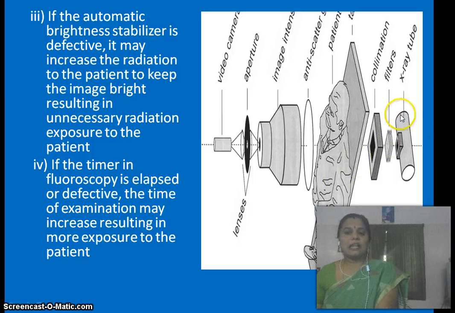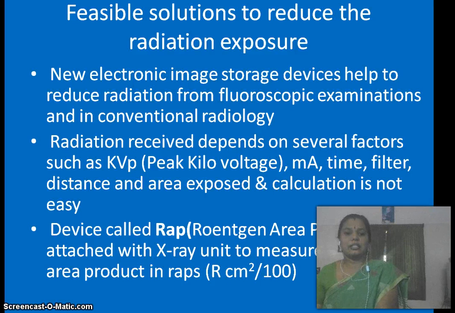And there is also a timer in an X-ray tube, and we should always check the timer, because if the timer is defective or if it has elapsed, the technician may not be aware of this, so the patient may have to face a large amount of unnecessary radiation. And what are all the feasible solutions needed to reduce this radiation exposure? New electronic image storage systems have to be designed, because the radiation received depends on all these factors: peak kilovoltage, time, filter. And there is a device called a RAP, that is Roentgen Area Product Meter, attached with the X-ray unit to measure this RAPS.